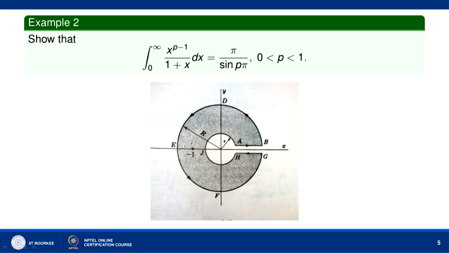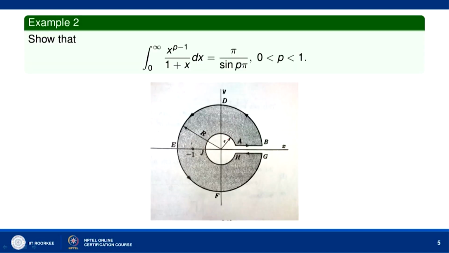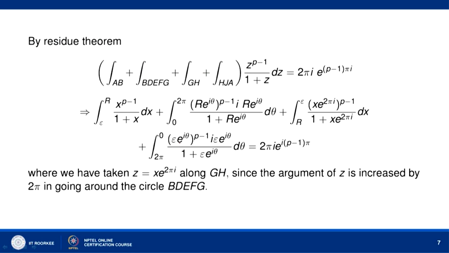Along HJA, z equal to epsilon e to the power i theta, and theta varies from 2 pi to 0, because we are now moving clockwise. So z is epsilon e to the power i theta, raised to the power p minus 1, and for dz we will have epsilon e to the power i theta into i d theta, divided by 1 plus epsilon e to the power i theta, which is equal to the right side, 2 pi i e to the power (p minus 1) into i pi.